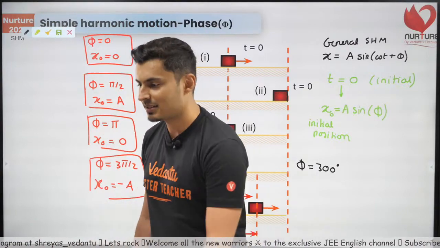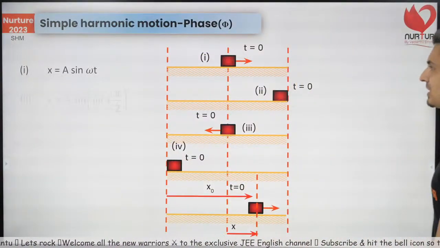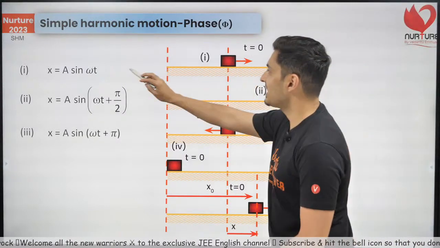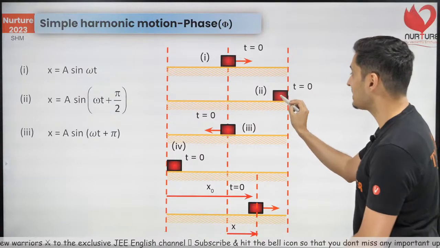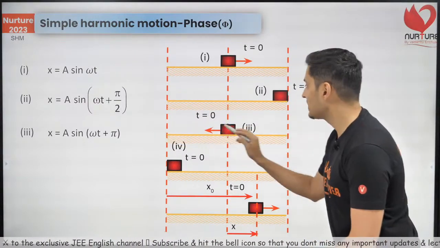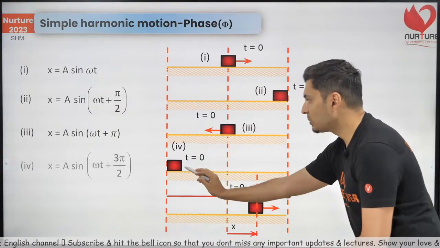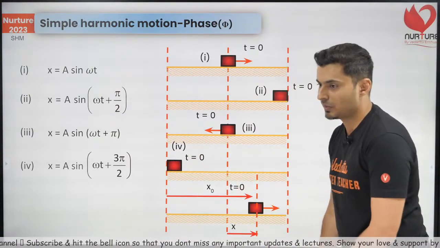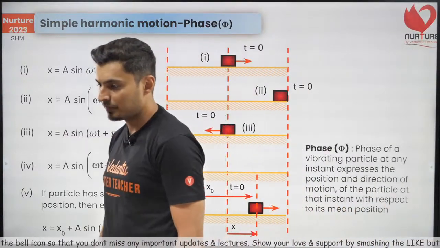That's all it means. So what does phi tell you? Phi tells you the initial position. The first one was x is equal to a sine omega t. The second one was x is equal to a sine omega t plus pi by 2. The third one was x is equal to a sine omega t plus pi. The next one was plus 3 pi by 2. So in general, it tells you where it is initially.